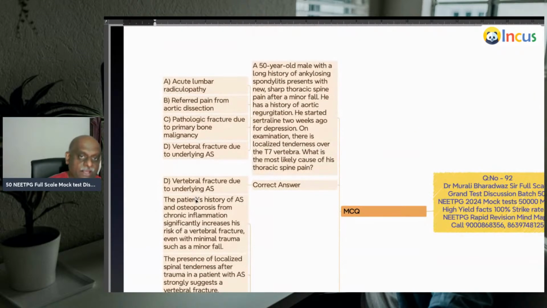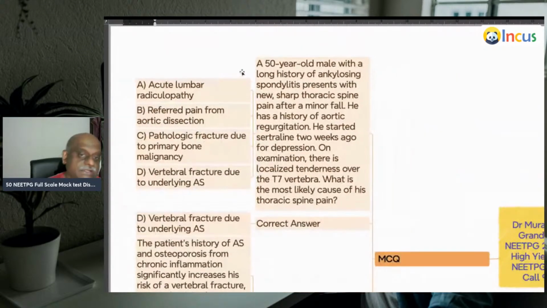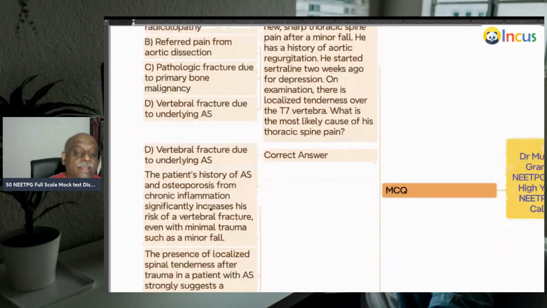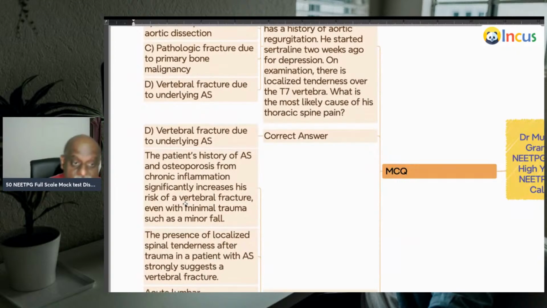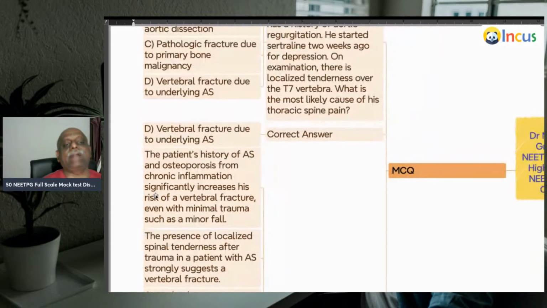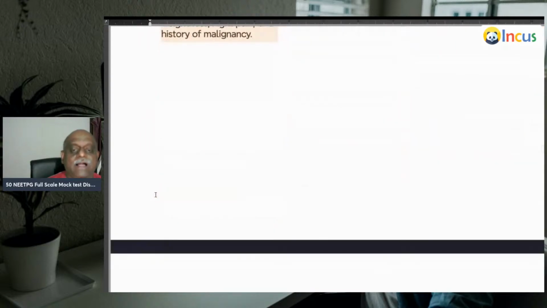A 50-year-old with ankylosing spondylitis, localized tenderness on the T7 vertebra. So in any ankylosing spondylitis, developing osteoporosis from chronic inflammation can end up in vertebral fracture even with minimal trauma, is what you should remember.